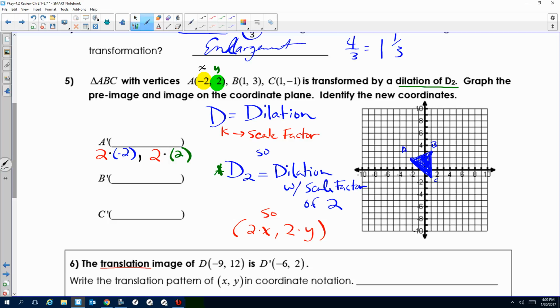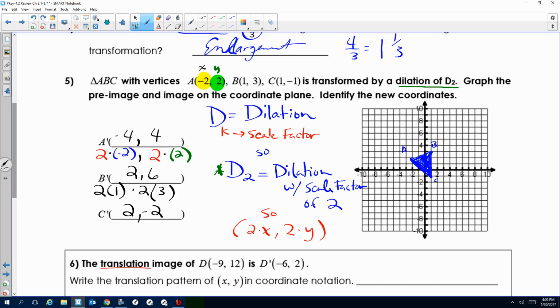So A prime, since I'm doing 2 times a negative 2, this would be negative 4, and 2 times 2, 4. So there's our A prime. Let's do our B prime. Remember, we're taking 2 and multiplying by the x, which is our 1, and we're doing 2 multiplying by the y, which is our 3. So we should have 2, 6 here. And then C, same thing. Hopefully you can do it mentally. If not, write it out. Use your calculator. We should have 2 comma negative 2.